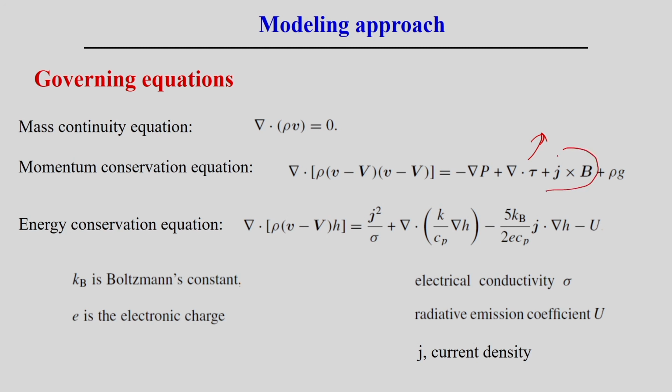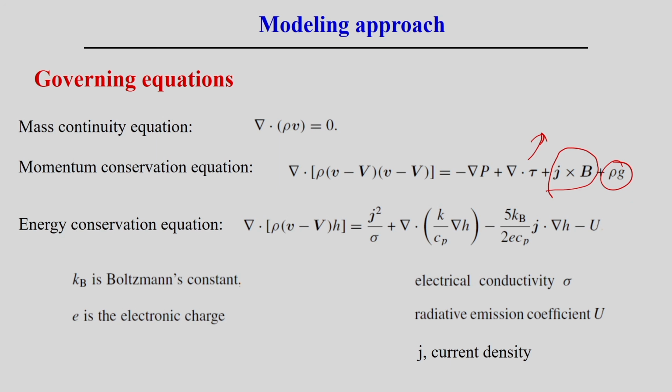Here the magnetic field and current, basically the current density and magnetic field, are associated. These are the other driving body forces that can be incorporated in the fluid flow phenomena. We have seen the momentum conservation equation.